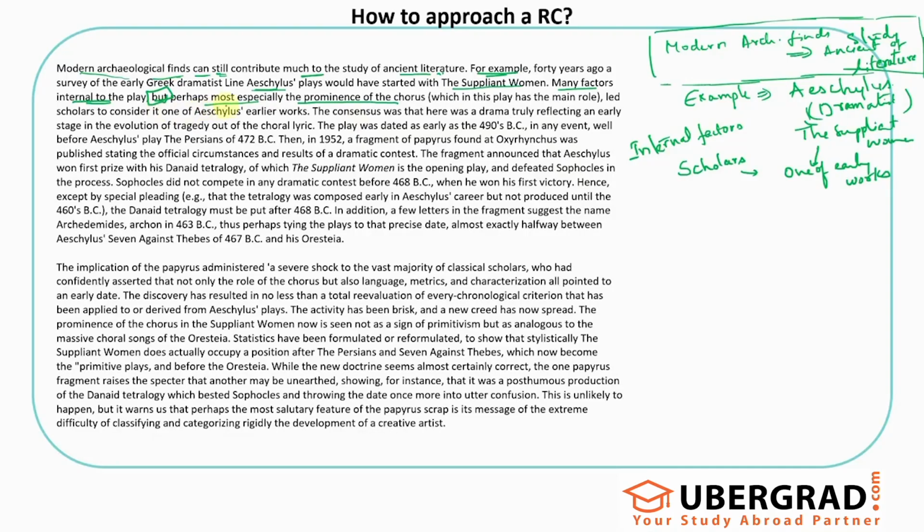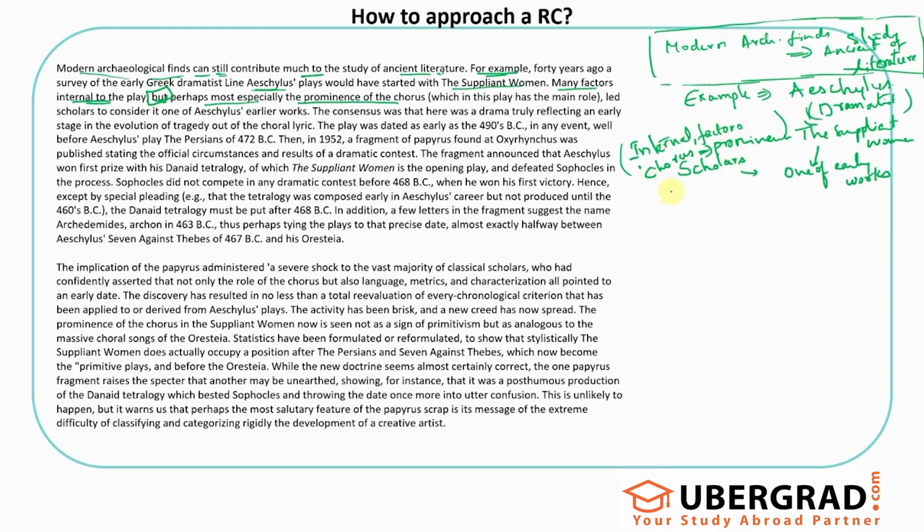But perhaps most especially the prominence of the chorus, right? That's the chorus that has been put up in this drama, the importance given to that, the prominence they've given, which plays the main role, led scholars to consider it to be one of the Achilles works. So basically the clue has been mostly from this side, the chorus.